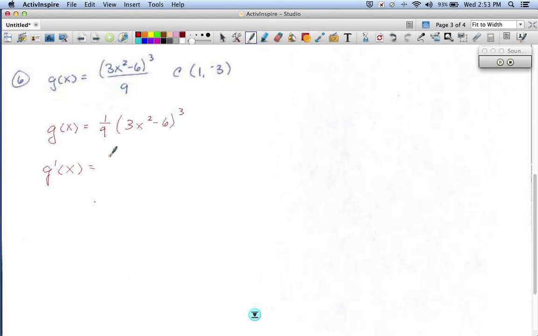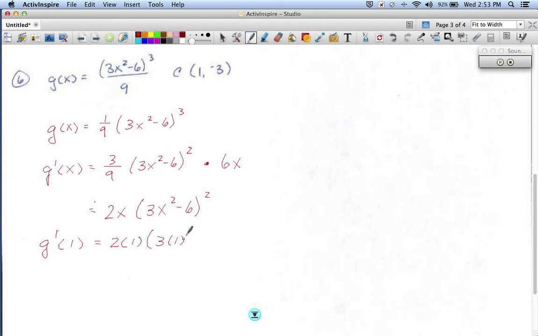Power rule says 3 times that to the second power. Chain rule says the derivative of the inside now is 6x. So I end up with 18x over 9, which is just 2x times 3x squared minus 6 squared. And looking for the actual slope, when x equals 1, I get 2 times 1 times 3 times 1 squared minus 6 squared. That's 2 times -3 squared, which is 18.